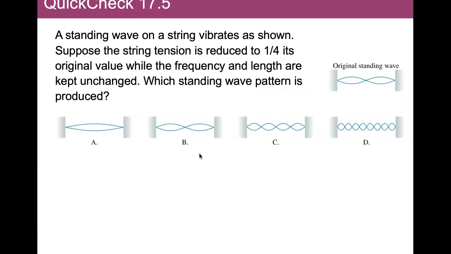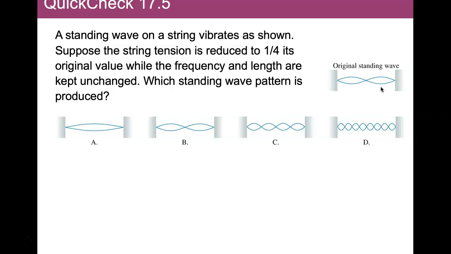Okay, what about this? So again, try to figure out the answer and come back when you're ready. All right, so we have a standing wave on a string. It vibrates as shown, right? Like that. So that's mode number 2, right? You have 2 half wavelengths fitting here. You have 2 antinodes. Now, suppose the string tension is reduced to 1/4 its original value, while the frequency and length are kept unchanged. Which standing wave pattern is produced?